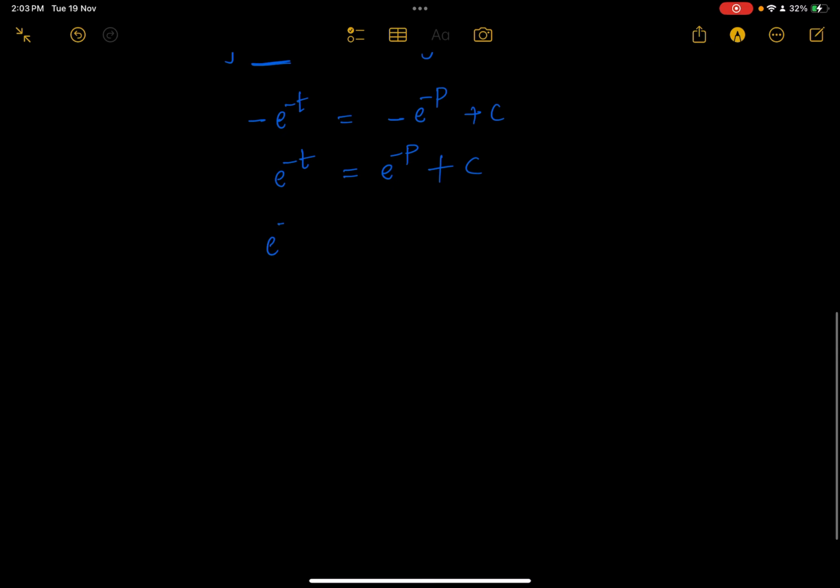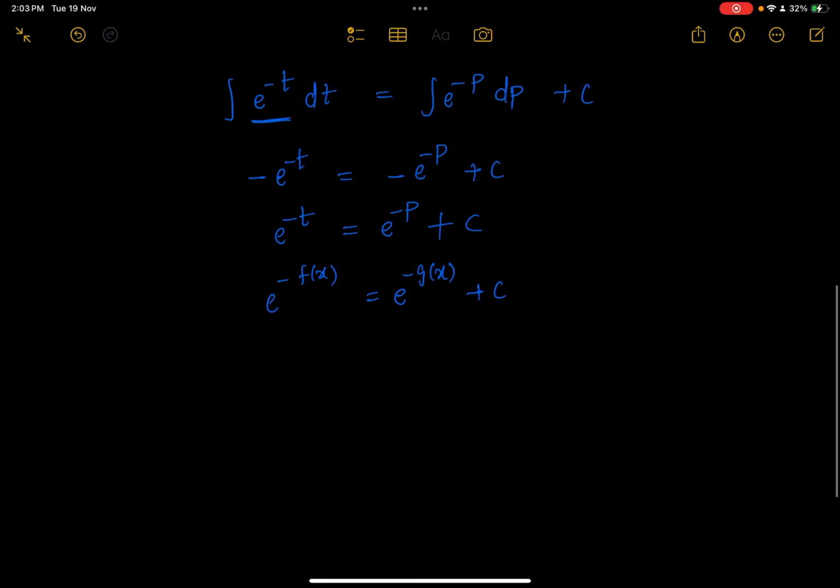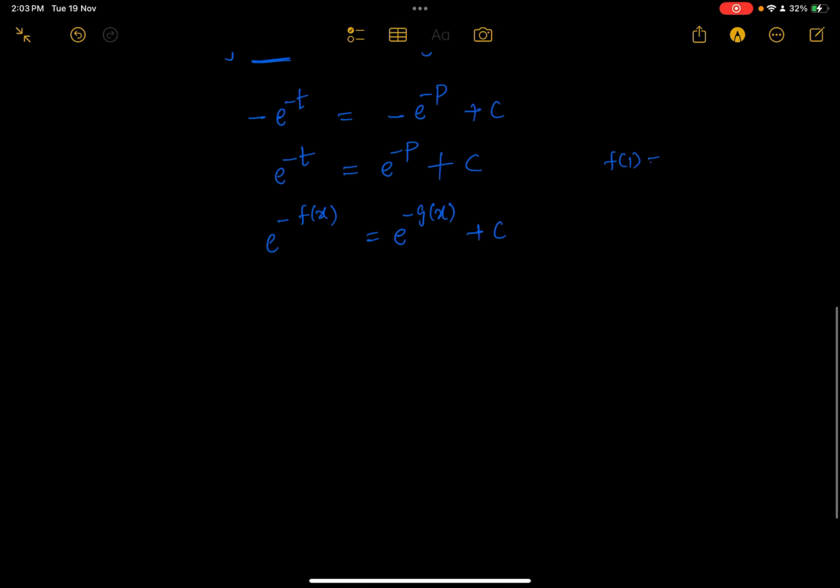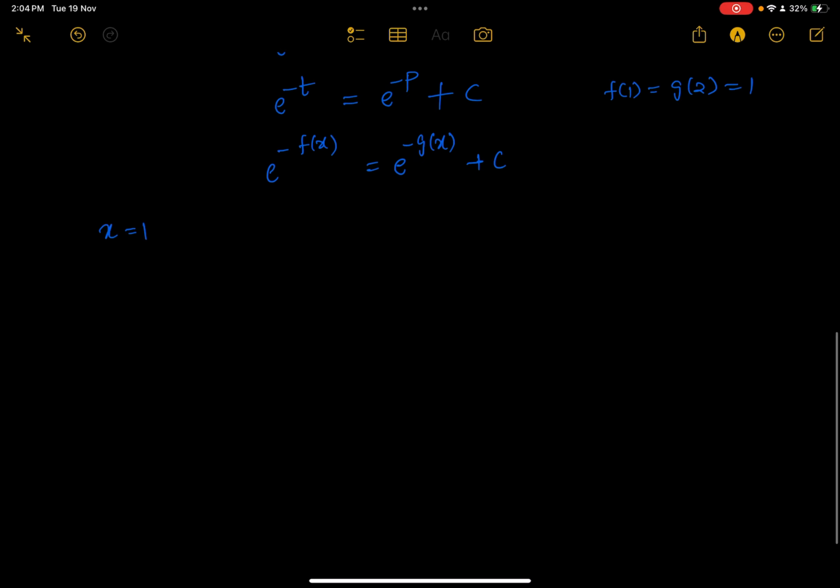So this is e to the power minus f of x is equal to e to the power minus g of x plus c. It is given in the question that f of 1 and g of 2 are 1. f of 1 is equal to g of 2 is equal to 1. So substitute x equal to 1 in the above equation first. Then you'll get e to the power minus f of 1 is equal to e to the power minus g of 1 plus c. So f of 1 is 1. So this will be 1 by e minus e to the power minus g of 1 is equal to c.